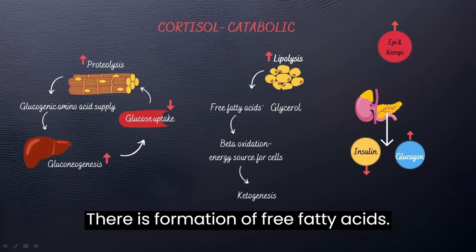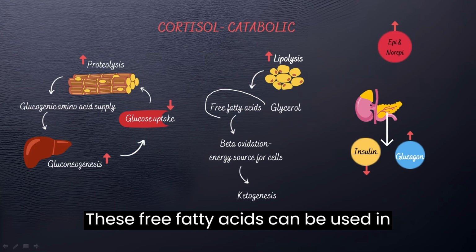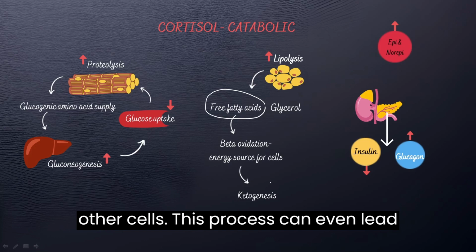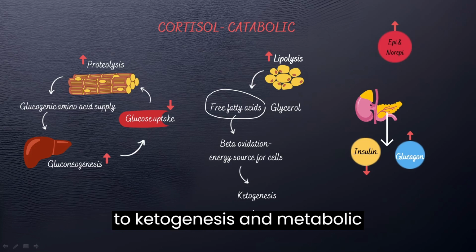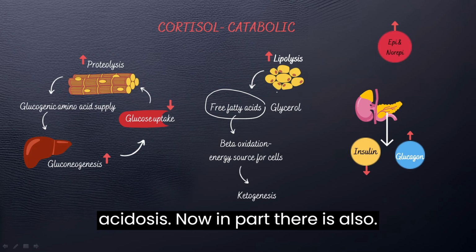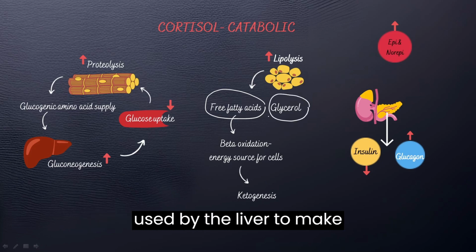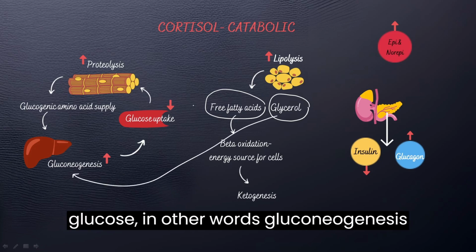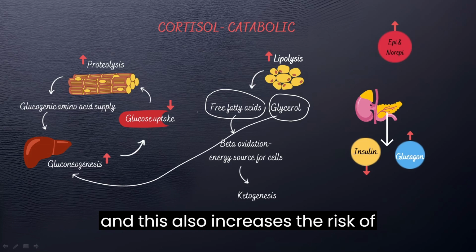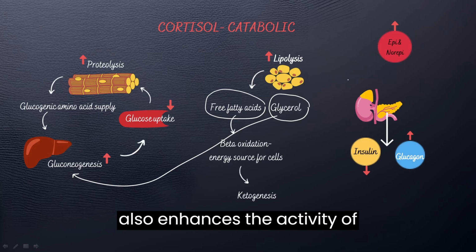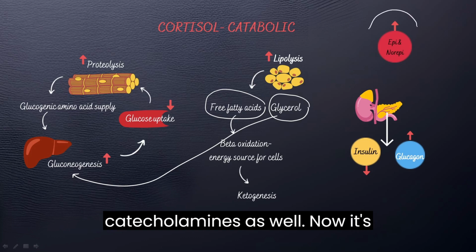There is formation of free fatty acids. These free fatty acids can be used in beta oxidation as energy source for other cells. This process can even lead to ketogenesis and metabolic acidosis. Now, in part, there is also the formation of glycerol, which is also used by the liver to make glucose, in other words, gluconeogenesis. And this also increases the risk of having diabetes mellitus. Cortisol also enhances the activity of catecholamines as well.